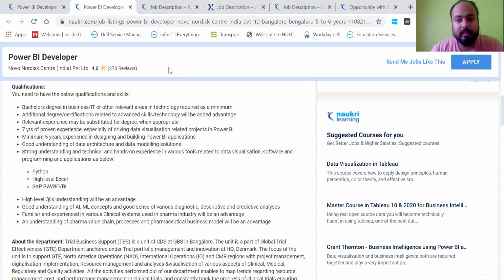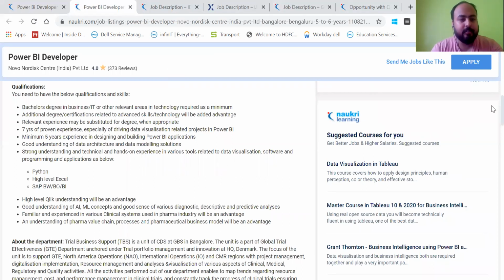So many people ask, is experience required? If you have experience, that's better. If you don't have experience, then again, you need to have your skills very, very updated. So let's go ahead and look at each one of those job openings and see how it is coming up.